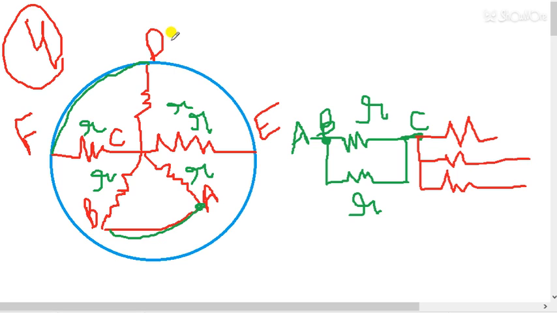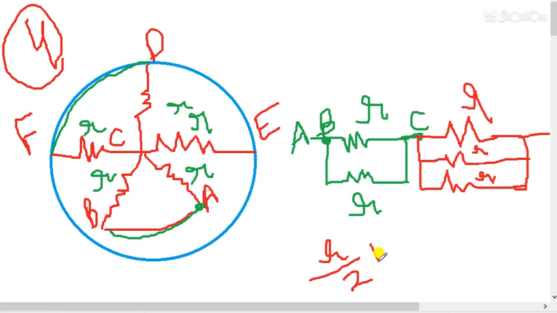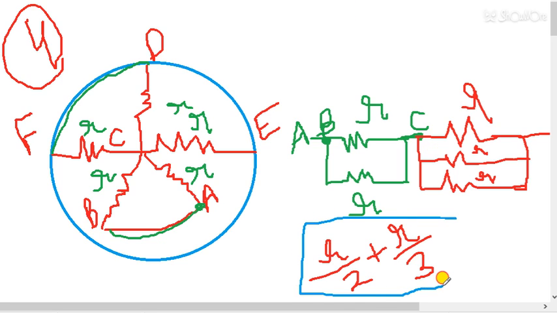So I hope you have understood the concept behind these type of questions, how to open the diagram. So it is R, it is again R, and it is again R. So R and R in parallel will give me R by 2, and R, R, R in parallel will give me R by 3. So this will be the answer for this question, R by 2 plus R by 3.